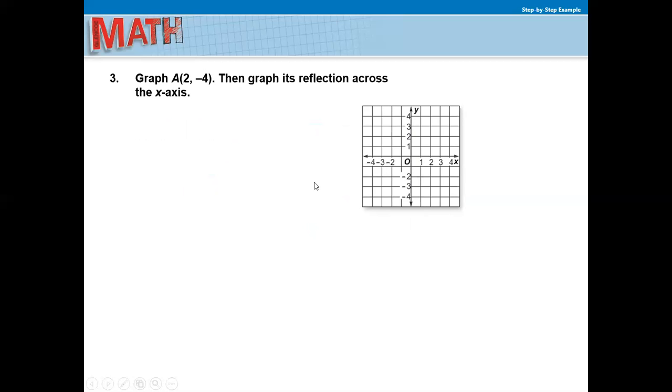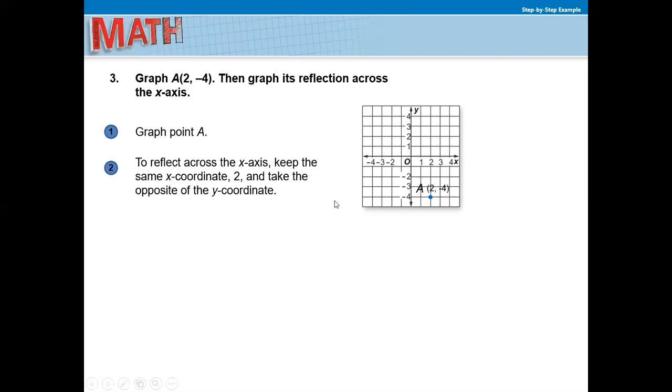Number 3, graph point A, 2, -4. Then graph its reflection across the x-axis. This is the x-axis. Remember, when we reflect across the x-axis, the x-coordinate stays the same, and we find the opposite of the y-coordinate. Graph point A: over 2, down 4. To reflect across the x-axis, keep the same x-coordinate, 2, and take the opposite of the y-coordinate. The opposite of -4 is 4.